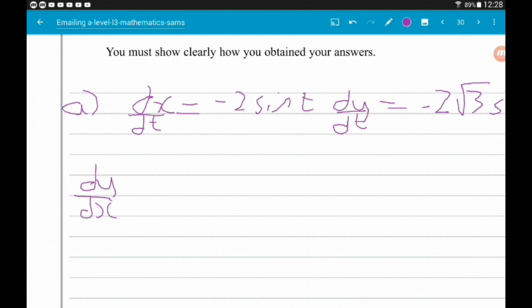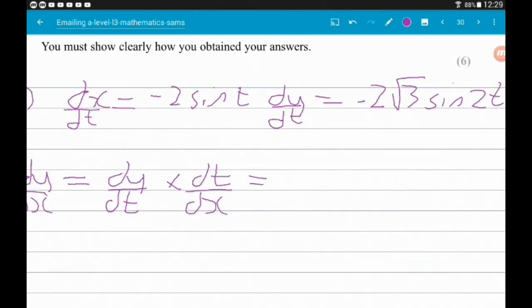Okay. Now, dy by dx, well, that's equal to dy by dt times dt over dx. So, we've got -2 root 3 sine of 2t over -2 sine t.